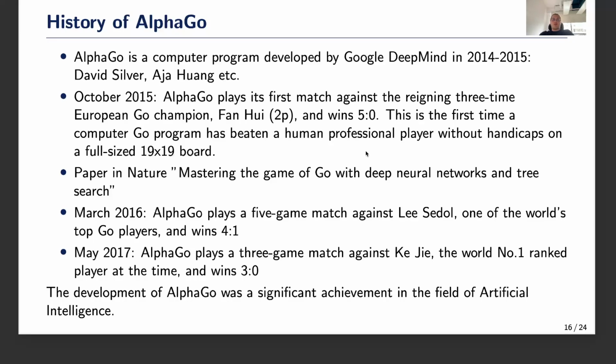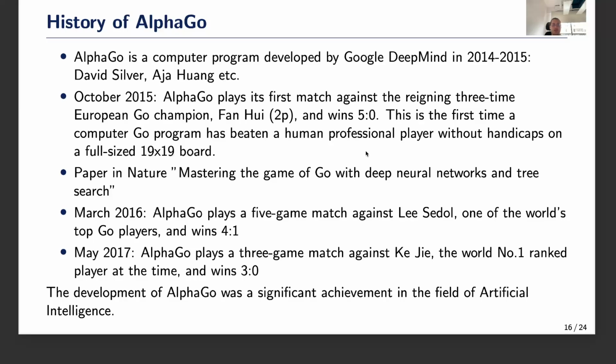Now let's walk through the timeline of AlphaGo's development, from lab project to world champion. It was developed by Google DeepMind in 2014 by David Silver, Aja Huang, and many others. The goal was clear but incredibly ambitious: build an AI that could play Go at a world-class level using deep reinforcement learning.